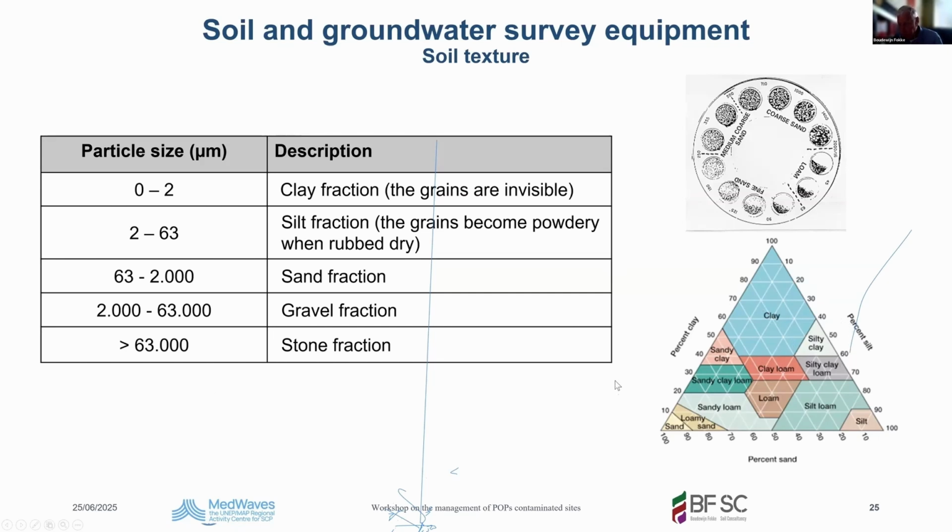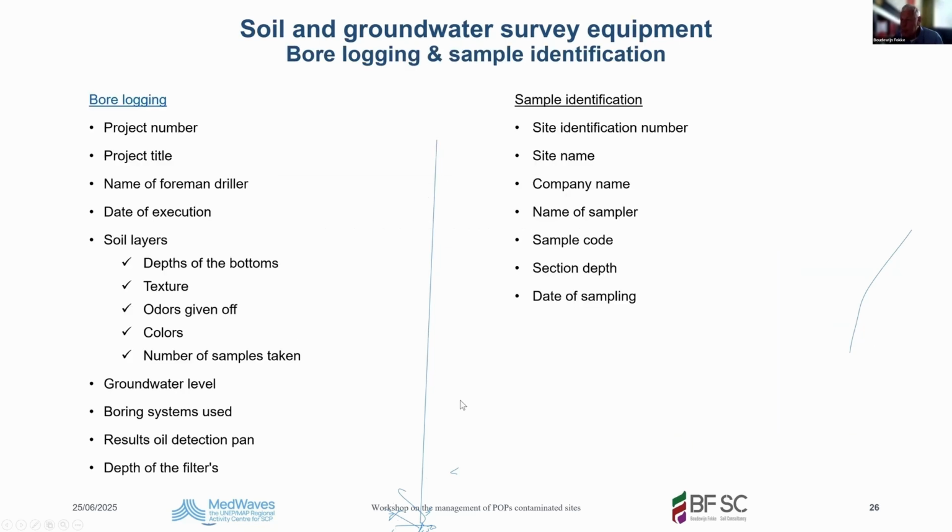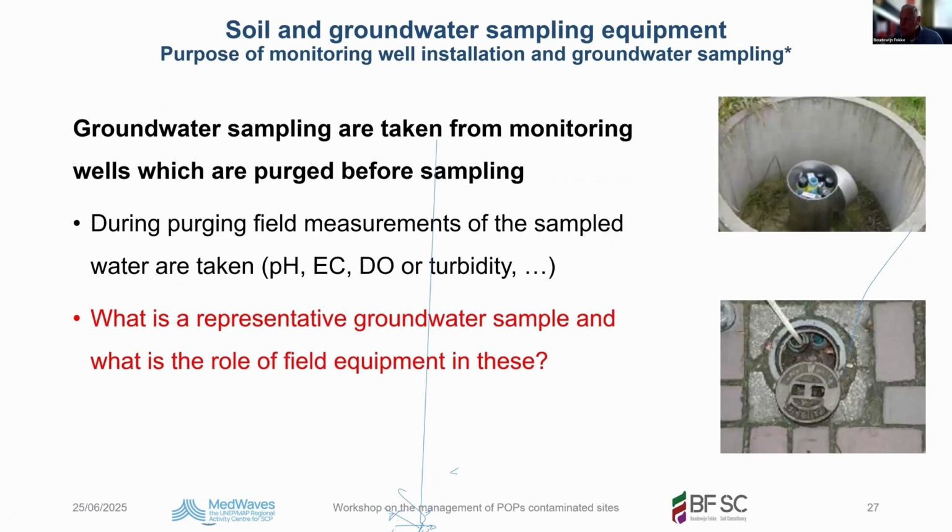Okay, I will continue. We discussed this, the bore log. I will not go into more details. Now we come to the monitoring. The purpose of monitoring installation and groundwater sampling: groundwater samples are taken from monitoring wells which are purged before sampling. Purged, cleaned, developed. During purging, field measurements of sampled water are taken, and then we measure the pH, electric conductivity, the oxygen demand, and turbidity.